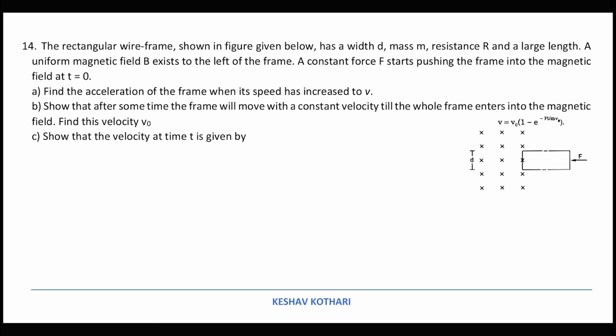And the last part is asking: show that the velocity at the time t is given by v equals v0 (1 minus e to the power minus Ft upon m v0). So this is the expression which is to be proved.